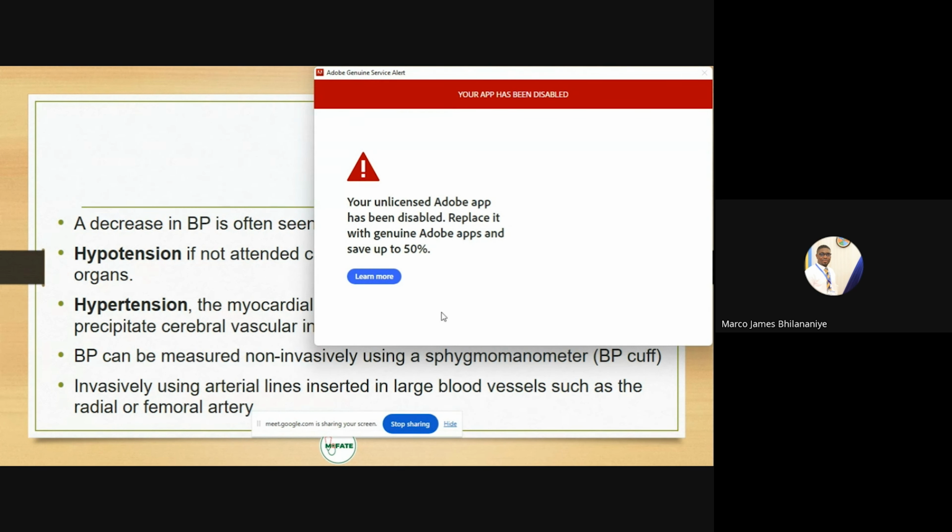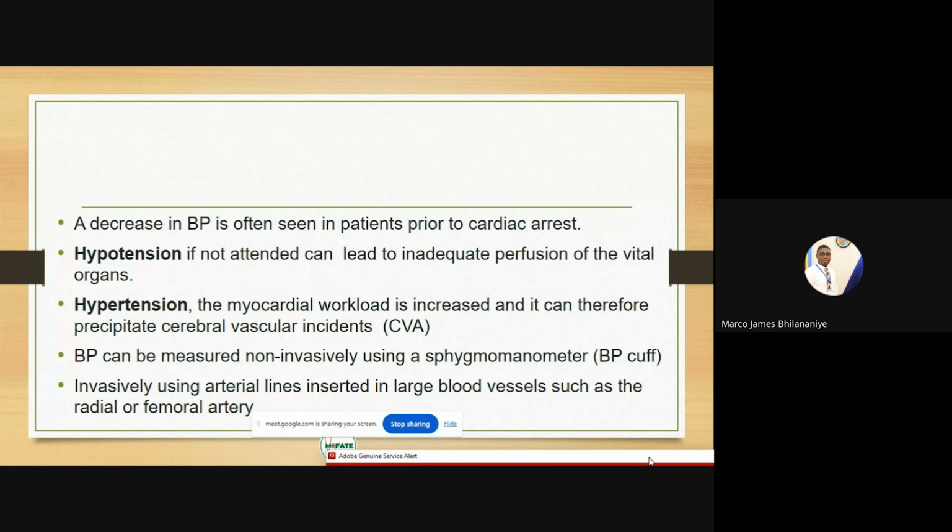Blood pressure can be measured non-invasively and invasively. However, in most cases, we monitor patients with non-invasive monitoring. Invasive monitoring is very advanced technology, using arterial lines inserted in a large blood vessel, such as the radial or femoral artery. And this is done in some large hospitals only.